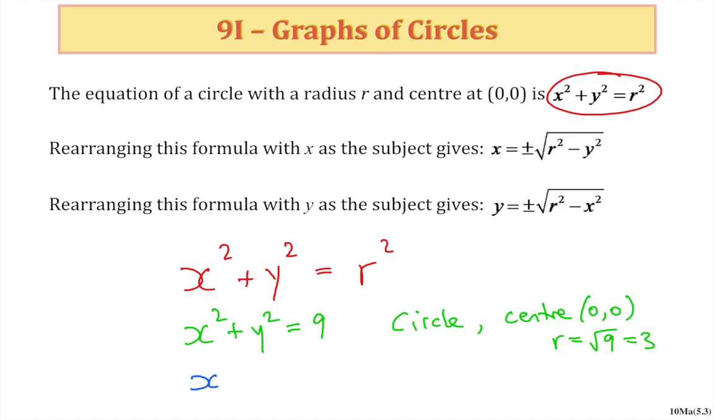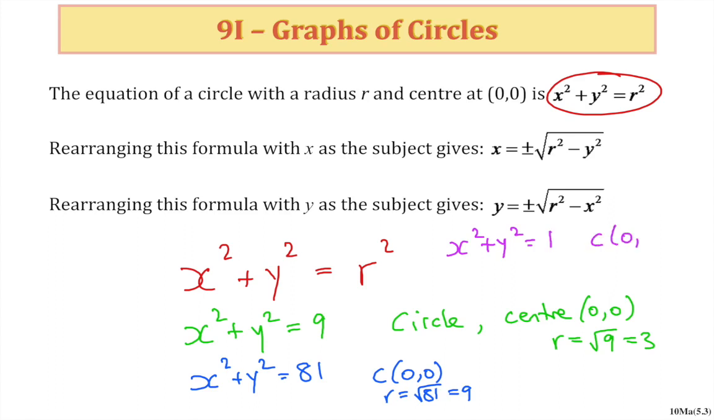If I gave you this one, x squared plus y squared equals 81. That's a circle with a center at 0, 0 and a radius of the square root of 81, which is 9. If I tried one like this, x squared plus y squared equals 1. That's a circle with a center at 0, 0. The center is always at 0, 0 for an x squared plus y squared graph, and the radius is the square root of 1, which is 1.